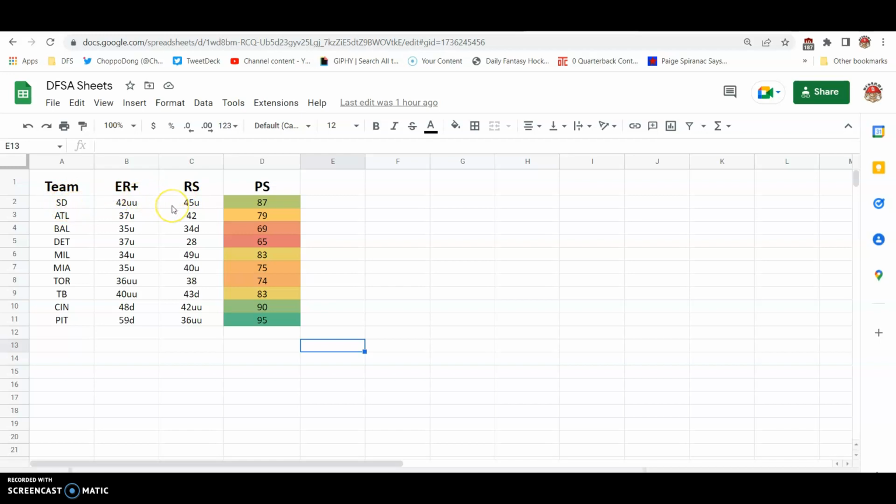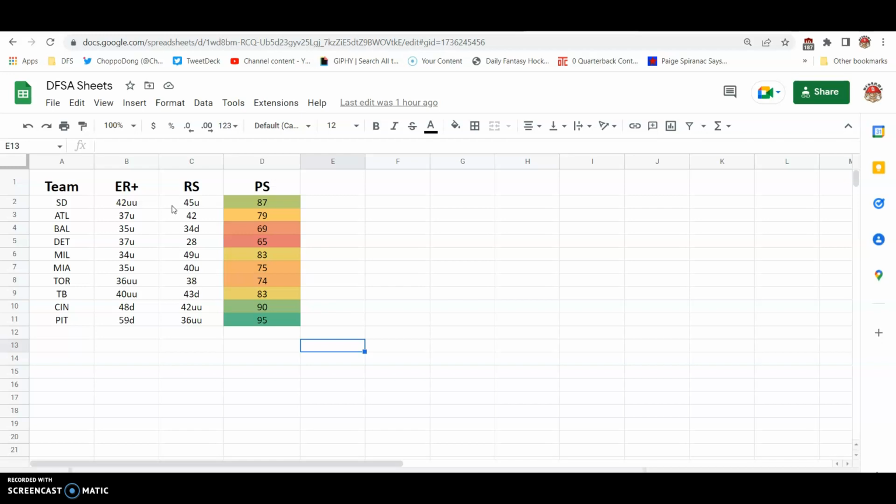Now, runs scored goes back to the offense. San Diego's runs scored is 4.5 runs per game on the season, and it is trending upward. They're scoring 5 or 6 runs per game over the last 3 or 4 games, so they may be running a little bit hot. We can use these numbers, add them together, and find what is called a power score.